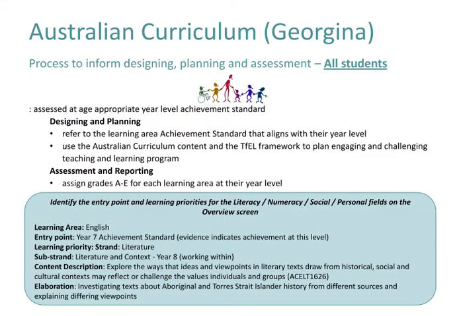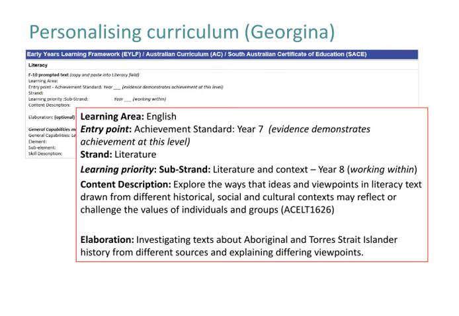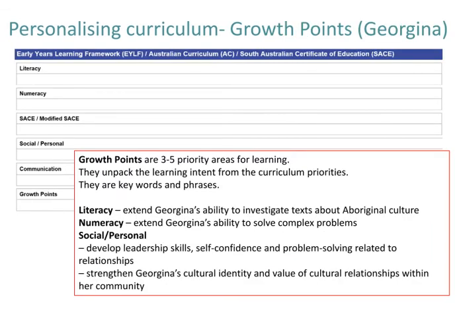This slide brings together the previous slide's demonstration of how to establish Georgina's entry point and learning priority for English. This example demonstrates how the prompted text scaffolds the curriculum information in the literacy, numeracy, and social personal fields. In the Growth Points field, you then record 3 to 5 areas of growth we are looking for the student to achieve from the literacy, numeracy, and social personal fields.